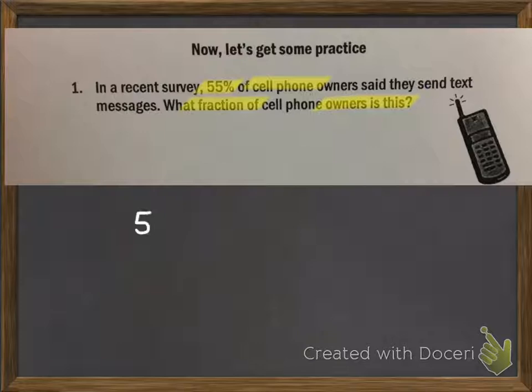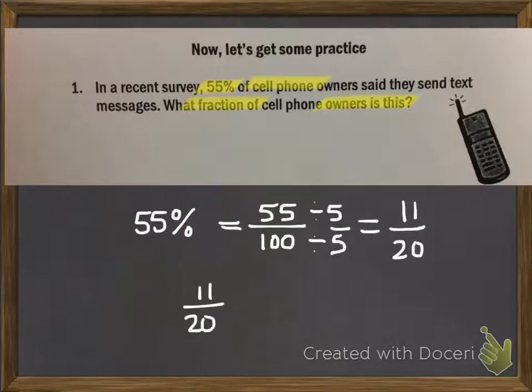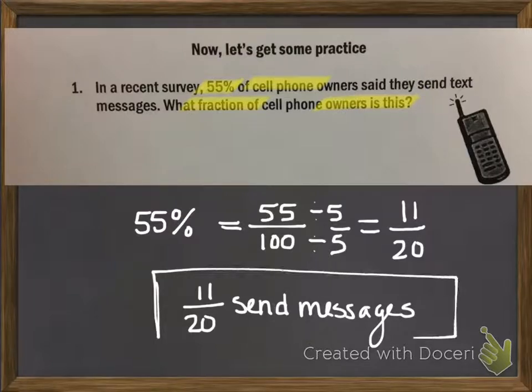So if we have 55%, remember we said that a percent is out of 100. So we could take 55 over 100, and then we simplify it. We choose what we divide by. We can choose 5. So then we say 55 divided by 5 equals 11, and 100 divided by 5 is 20. That means 11 out of every 20 people send messages. And that is our final answer for question number 1.